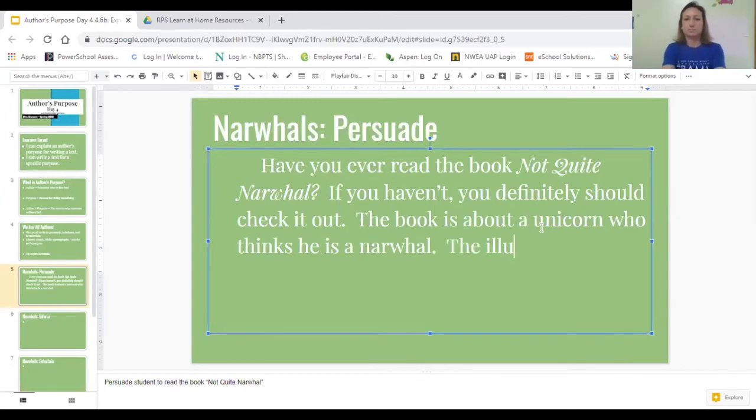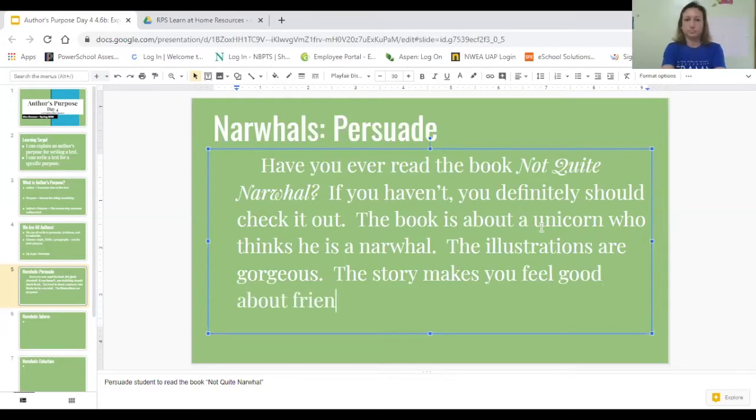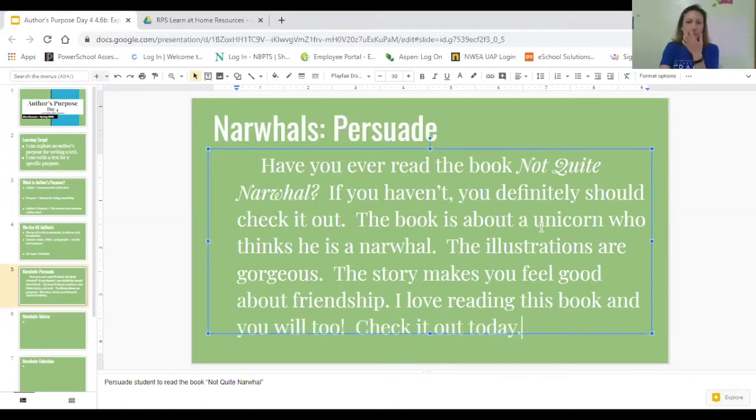The illustrations are gorgeous. The story makes you feel good about friendship. There we go. So there is my paragraph meant to persuade.